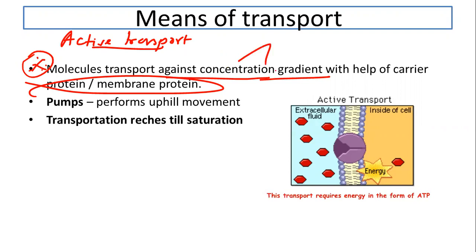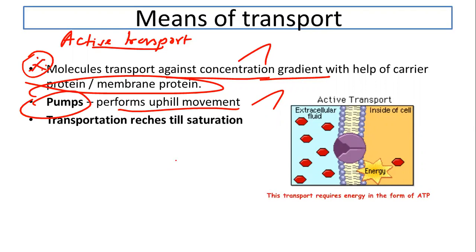So how does it work? It has pumps on the membrane. You can say it is a sodium potassium pump, which performs uphill movement. What is uphill movement? It is very simple. Pumps are proteins which participate in active transport of molecules. So the pumps will perform uphill transport, working against the concentration gradient. That is the role of the pumps.